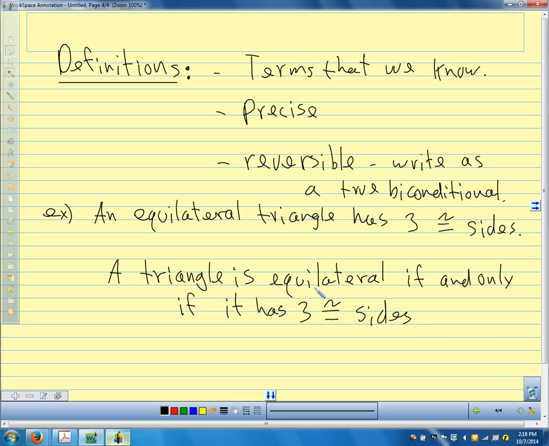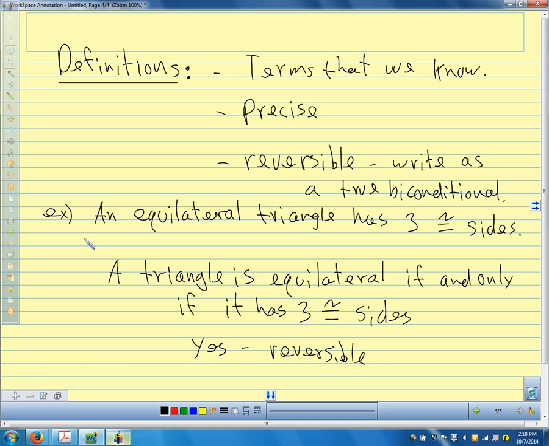Is this true? A triangle is equilateral if it has three. Doesn't equilateral mean three of the same sides? Yeah. And can we say it the other way? If it has three of the same sides, then it is equilateral. Is that true? Yes. So yes, this is reversible.